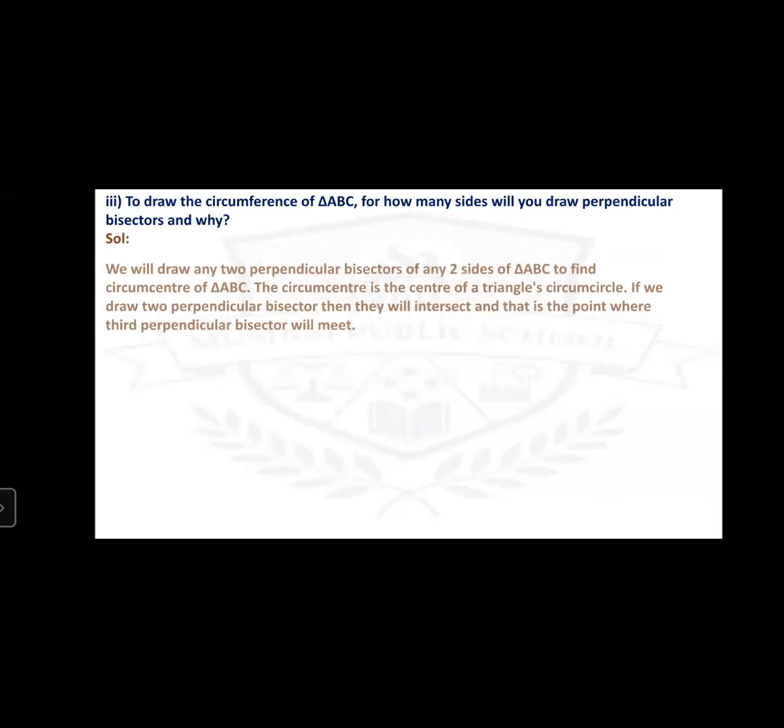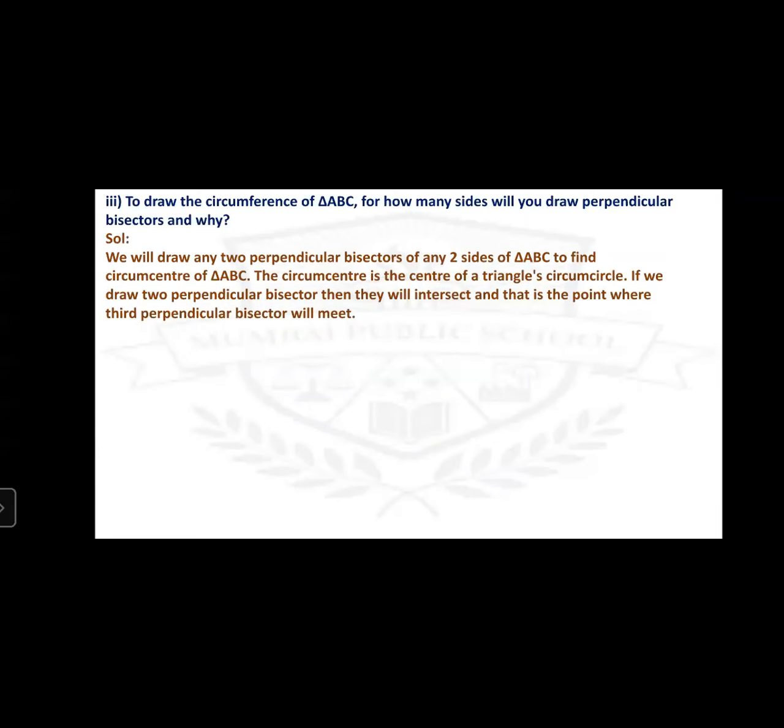So see the solution. We will draw any two perpendicular bisectors. Only two perpendicular bisectors, because in a triangle there are three sides. So we draw only two perpendicular bisectors of any two sides, and then we find the circumcenter. Circumcenter means the point where the two perpendicular bisectors meet, that is called the circumcenter. So we draw the two perpendicular bisectors, and then we get the circumcenter of triangle ABC. Now they ask the reason. The circumcenter is the center of the triangle's circumcircle.